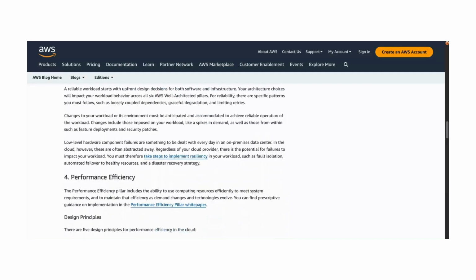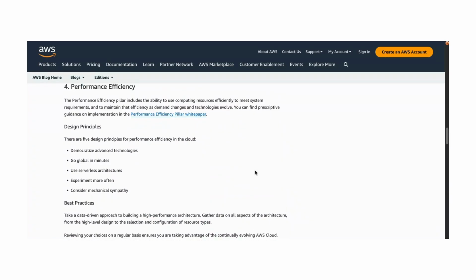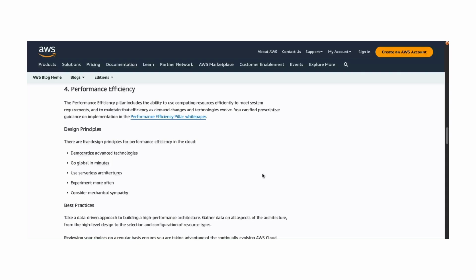Moving on to the next pillar. Here we have performance efficiency, a very important pillar, which focuses on using computing resources efficiently to meet system requirements and also to adapt to changes in demand. So let's look at the design principles and implementation.